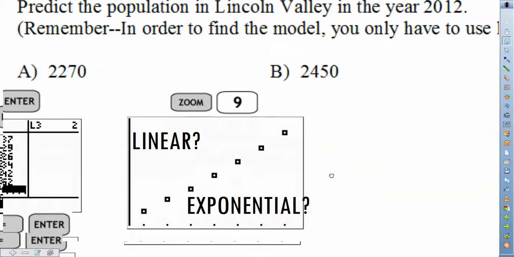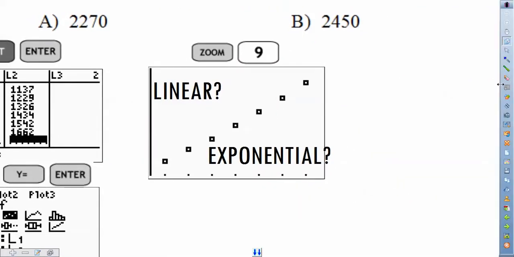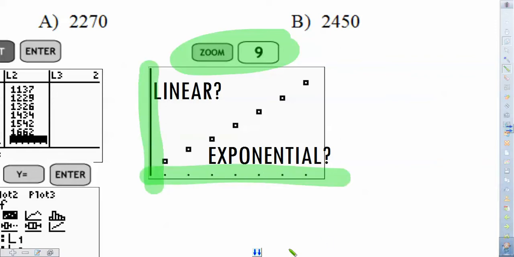And let's take a look at what we have next. It'll create that scatter plot there. And oh yeah, by the way, don't forget that when you have that data entered, to press the Zoom 9 button. Zoom 9 before you look at the graph. That way it will nicely fit all of that data and all those data points that we want right in there. So now the question becomes, is this linear or exponential?